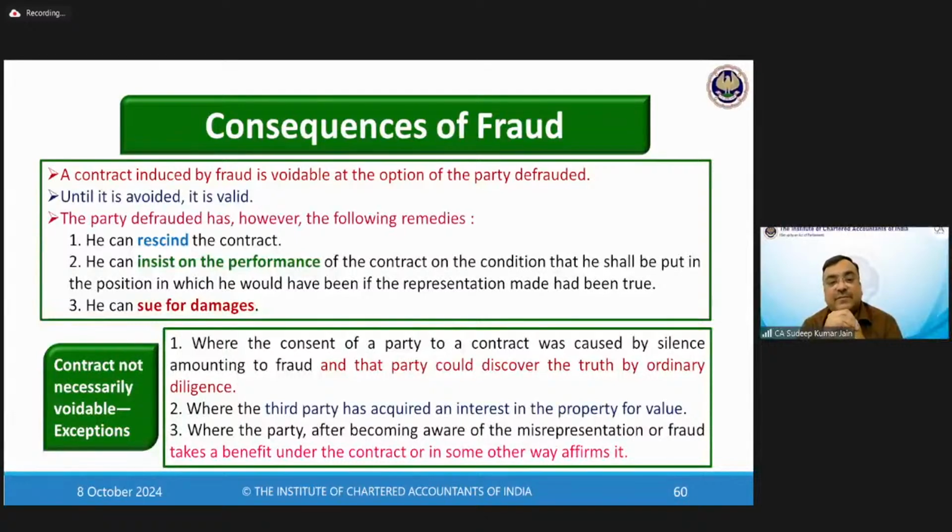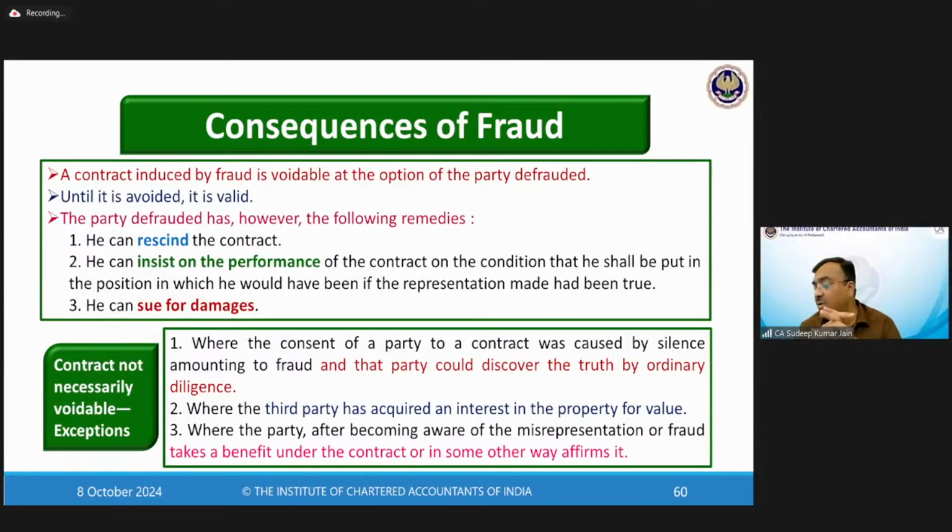Important point. These 3 points are important for your examination. Contract not necessarily voidable, they are exceptions. It means in these points, the contract is not voidable. The party whose consent is obtained by fraud has no right to avoid the contract in these situations. First, where the consent of a party to the contract was caused by silence amounting to fraud, and that party could discover the truth by ordinary diligence.